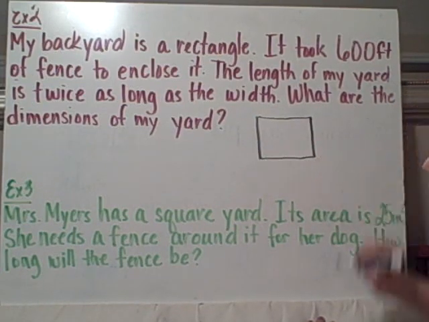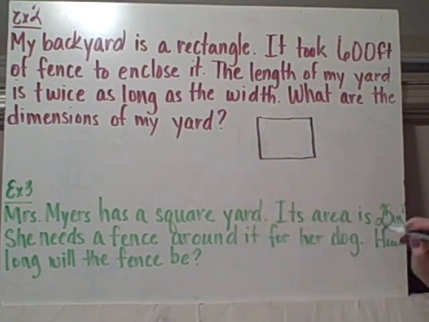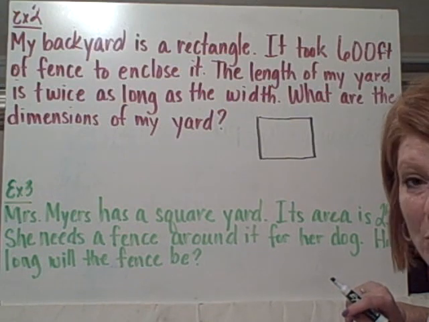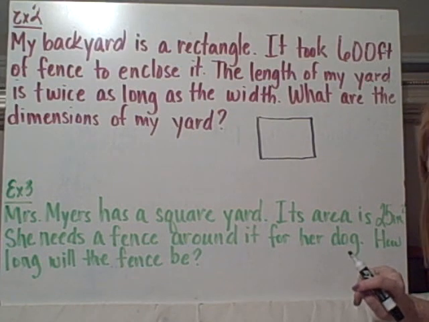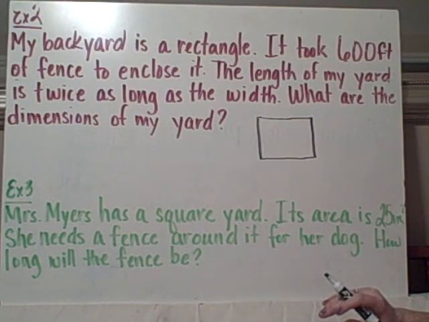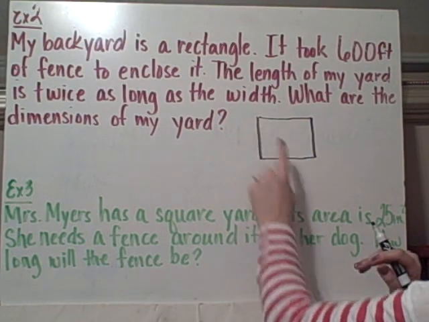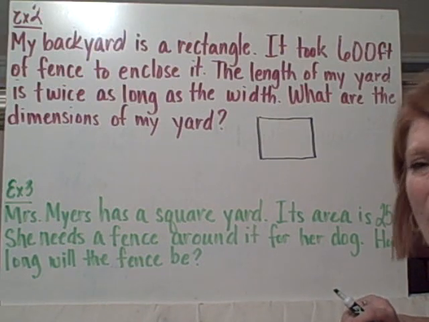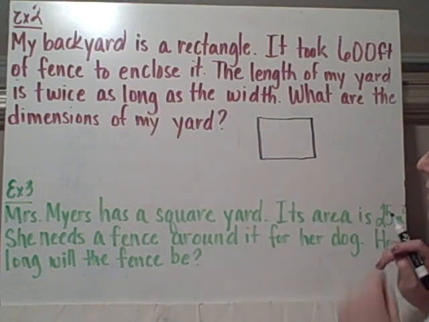So if this is my backyard, and I know that all the way around my backyard it took me 600 feet of fence to fill that in, that's the perimeter of my yard. And that comes from adding each of these sides together. If I start adding, I know I have to come up with 600. So you might want to start and say, okay, well, what if this is 100, 100, 100, 100? That only gives me 400. I'm short 200. But the clue in the problem says that the length is twice as long as the width.